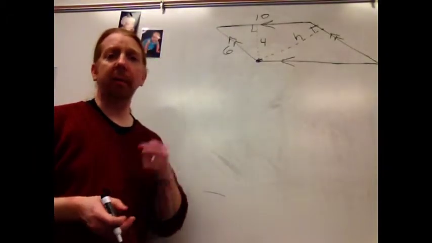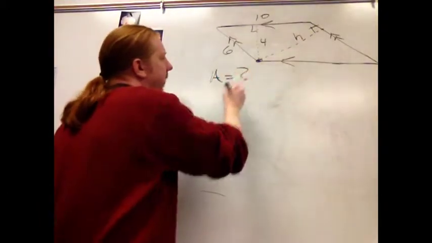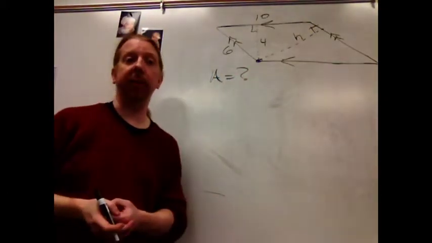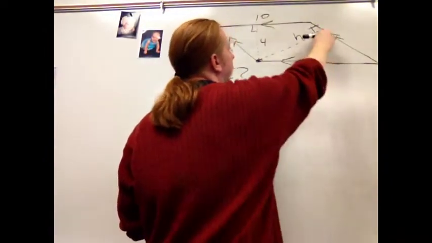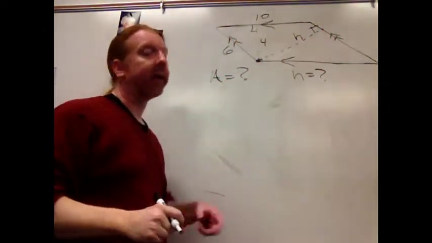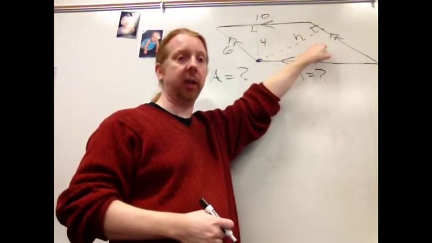In this particular problem, I'm going to be looking for two things. First, I want to know what the area of that particular parallelogram is going to be. Second, I want to know what the height of this diagonal line here is going to be. Now, it intersects a side at a right angle. That makes it an altitude of the figure.